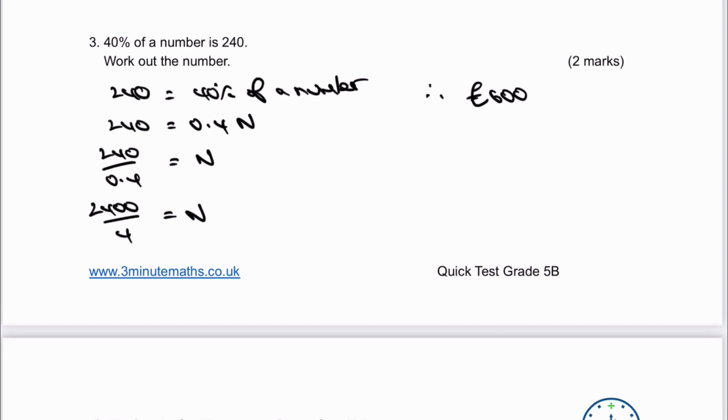I beg your pardon, 600 as the original number. Okay, so that's 600 as the original number, and that would be the answer to that particular question. If you wanted to, what you could do is you could divide 240 by 4, and that would give you 10%, that would give you 60. So 60 is 10%, and then multiply by 10 to get 100%, which is 600. So whichever way you do it is perfectly fine. There's no fixed solutions for any of these.